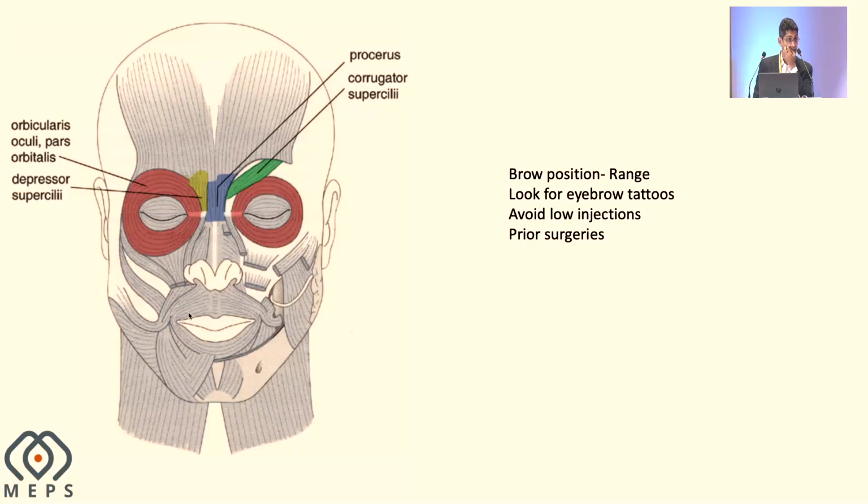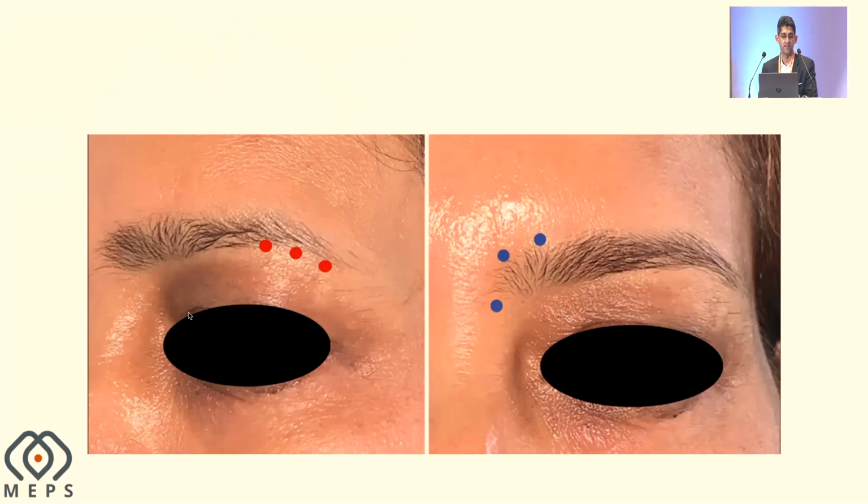So in this, you have to first examine the range of movement of the eyebrow. Look for eyebrow tattoos and microblading eyebrows, because they have sometimes falsely elevated eyebrows. It's not the normal position of the eyebrows, so the muscles can get a little mixed up. Avoid too low injections, because you don't want to end up with a ptosis, because it's not reversible. It takes 3 months to go away on its own. And always ask for a history of prior surgeries, because that also can change the anatomy, because with brow lifts, you tend to sever the corrugator muscles as well.